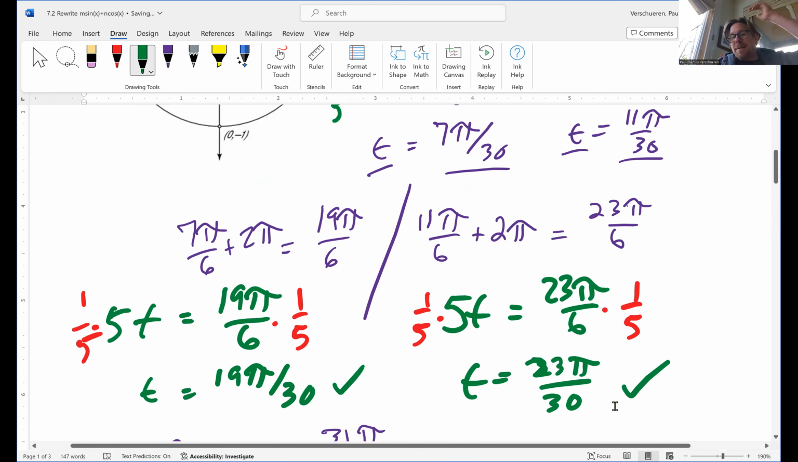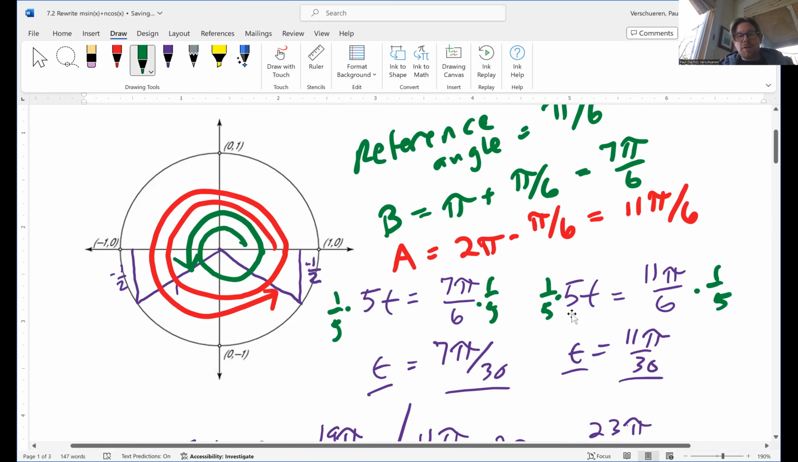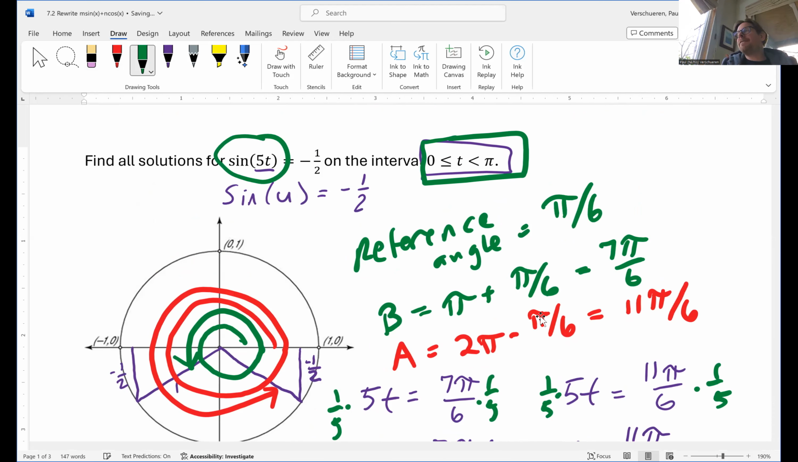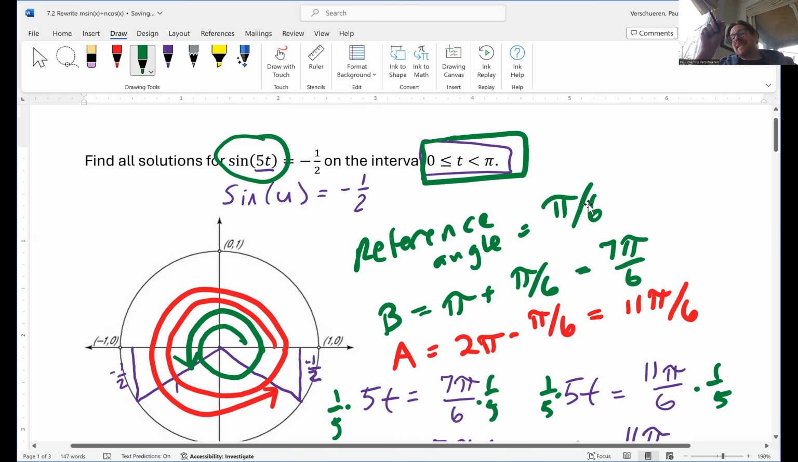I'm telling you that because students told me there were more solutions. I just wrote it down, or I looked it up in Desmos and saw it, but I didn't really know why. This is why. It's because when you divide by 5, in the end, when you solve for t, much larger angles reduce down to something that fits within that interval. So you may have to consider the next rotation or the next 2 rotations, depending on the problem.